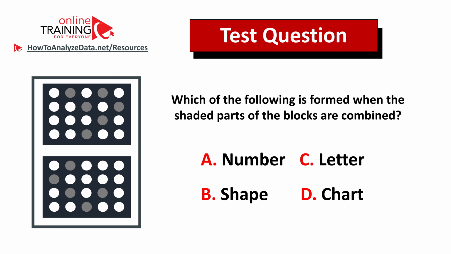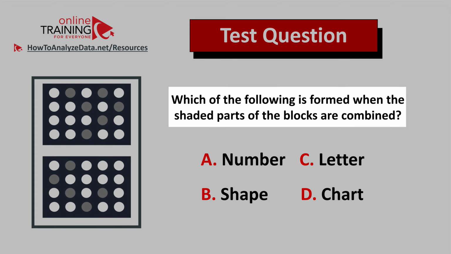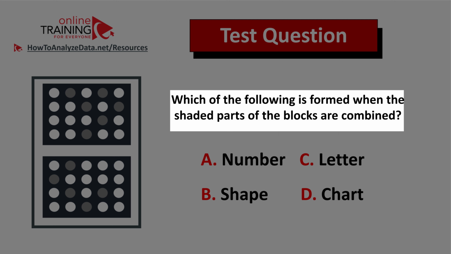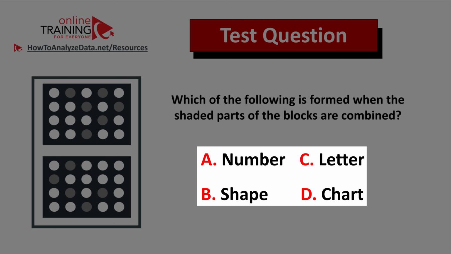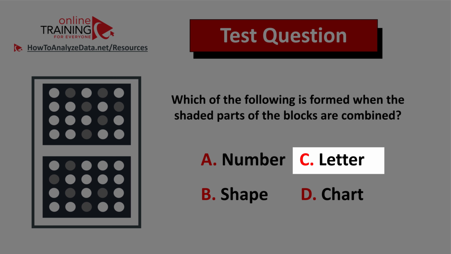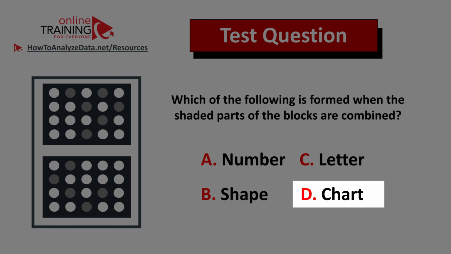Here's a tricky question from the real test, but somehow I have a feeling that you might come up with the answer on your own. Which of the following is formed when the shaded parts of the blocks are combined? And you have 4 different choices. Choice A, number. Choice B, shape. Choice C, letter. And choice D, chart.